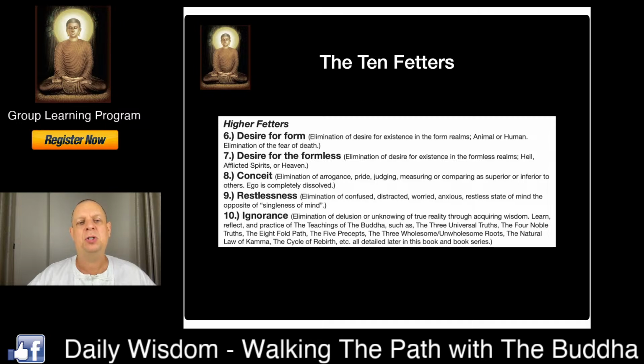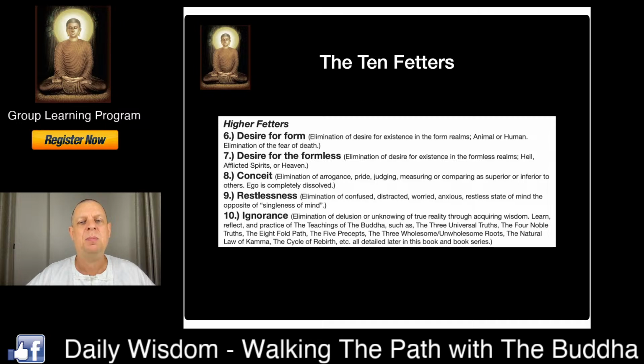This is where an individual has craving, desire, attachment for existence in the world, where you might want to exist in the animal realm or the human realm. This is the form realms. Or you might have a desire to exist in one of the formless realms, like hell, afflicted spirits, or heavenly realm.